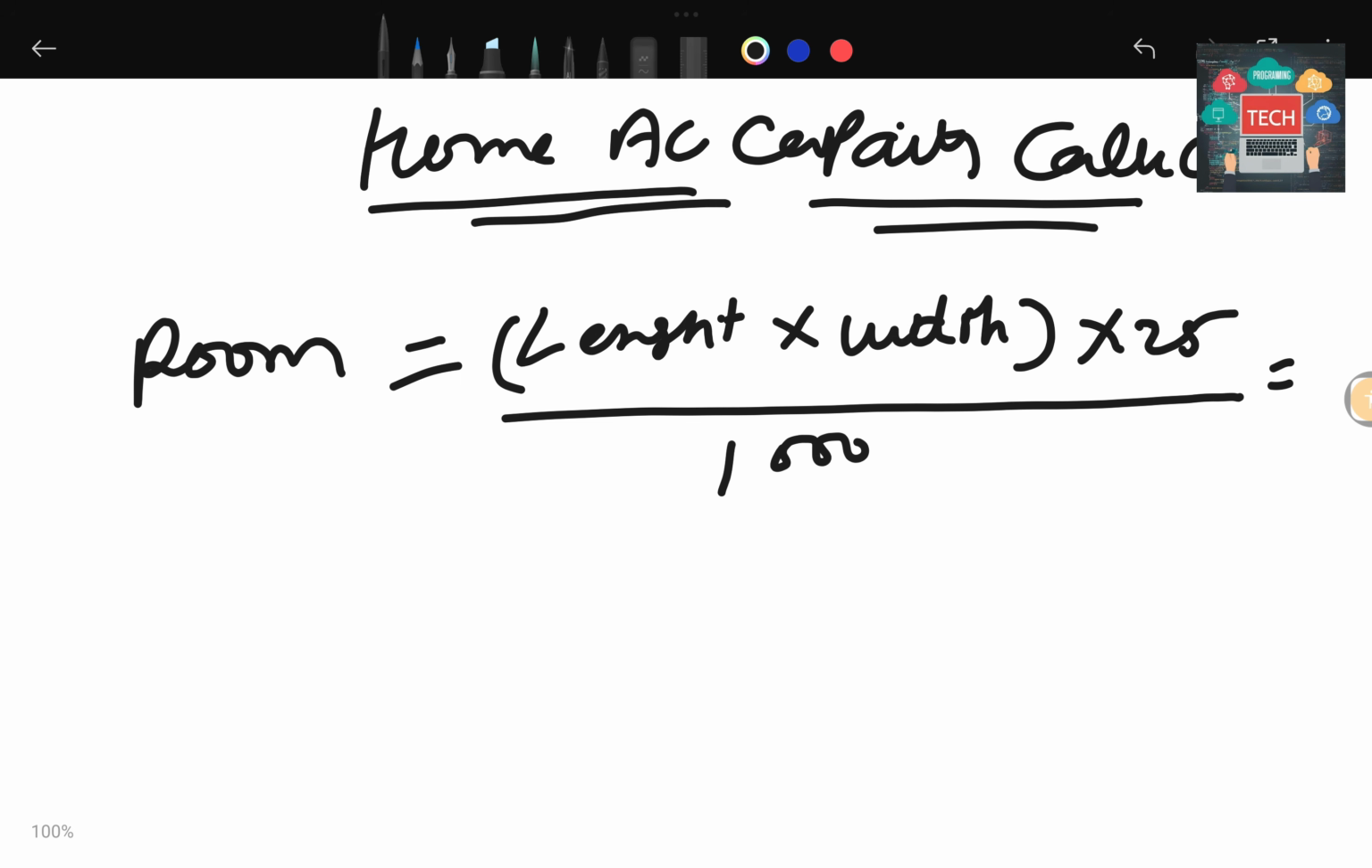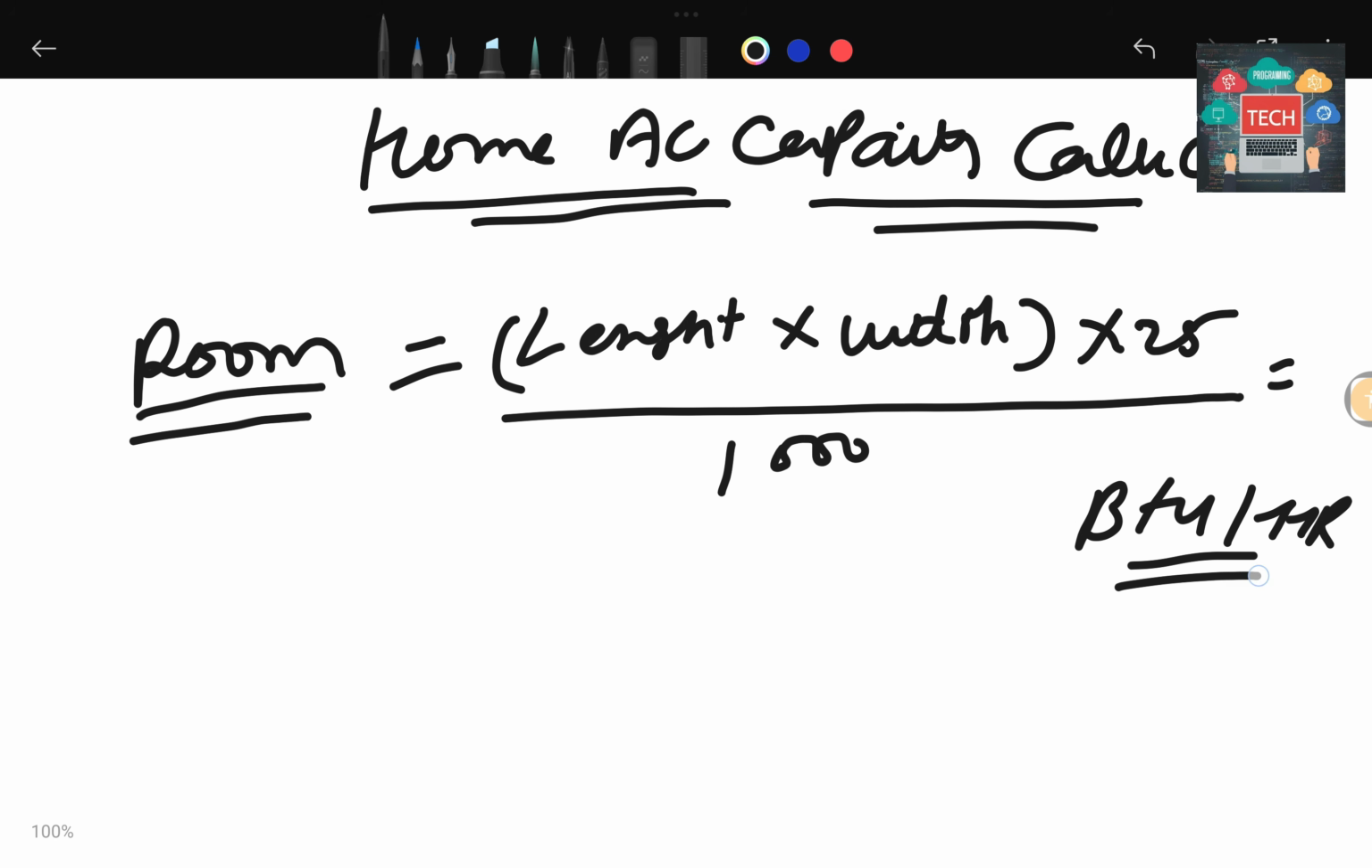Okay, this is generally what happened. This is the calculation for the room AC. In this, we have to get how much BTU is being produced in a room. So the room BTU is equal to length into width into 25 divided by 1000. From this formula you will get the BTU hours.